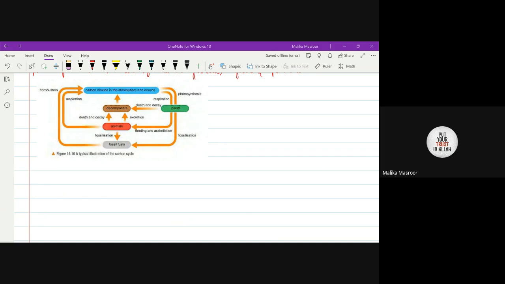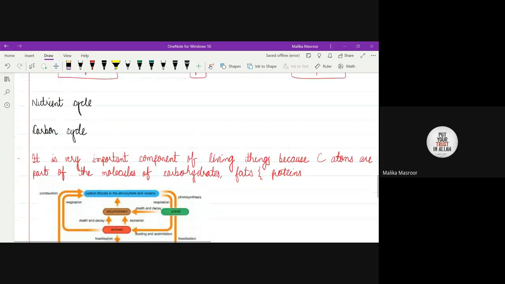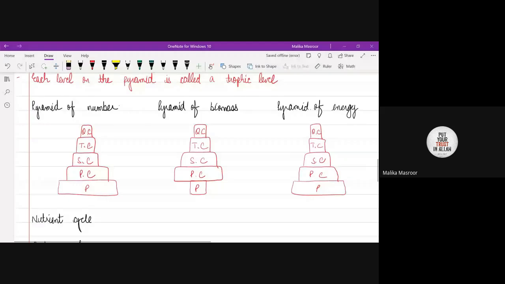The first pyramid, the pyramid of number, counts the number of the different types of producers and consumers. Not the different types, it's basically counting them. Like actual counting them. How many are there? Not the different types, but the number.